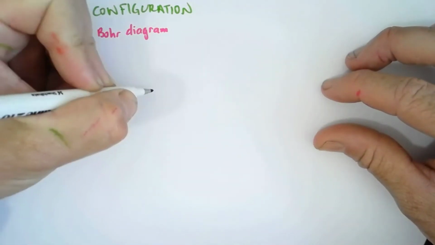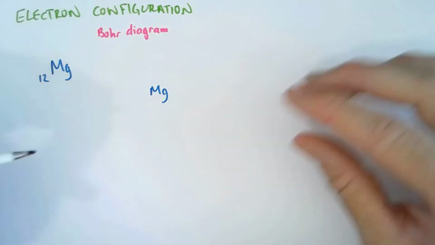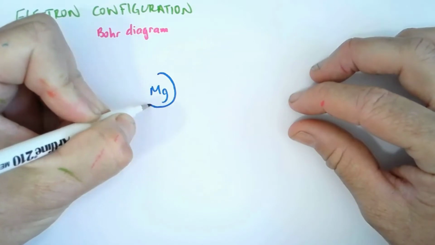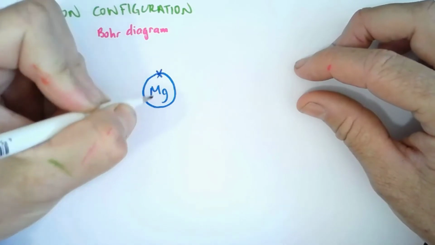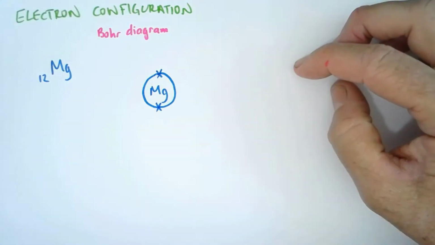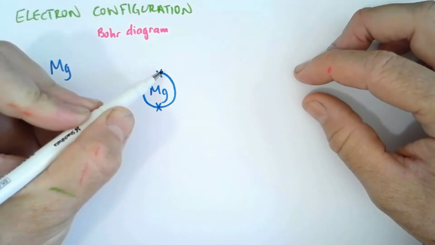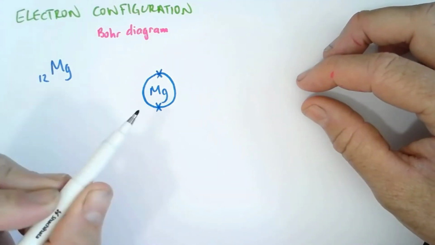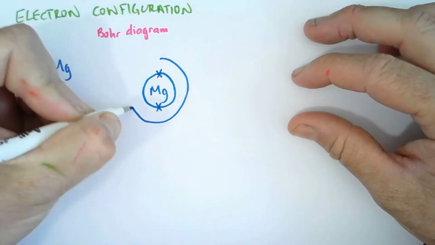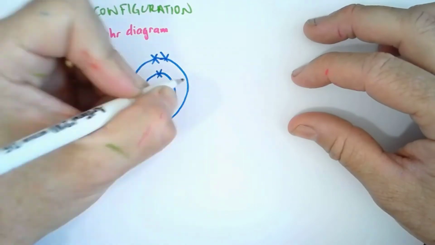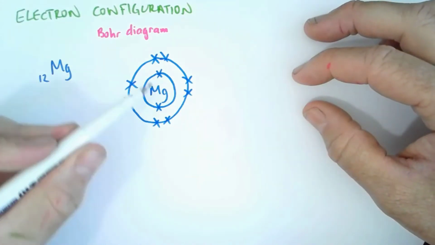Okay, so the way we do that is, first of all, we write the symbol for the element in the middle, and then we're going to draw the shells. So the innermost shell for any atom can only have a maximum of 2 electrons. So in a Bohr diagram, we draw the shells as circles and the electrons as little crosses like this. So magnesium has 2 electrons in the innermost shell. The second shell can have a maximum of 8 electrons. So that gives us a total of 10 electrons now, 2 and 8.